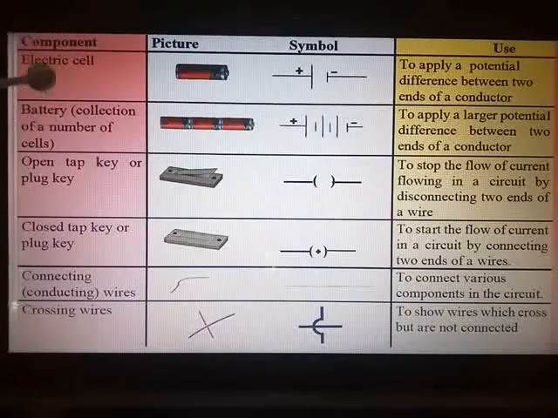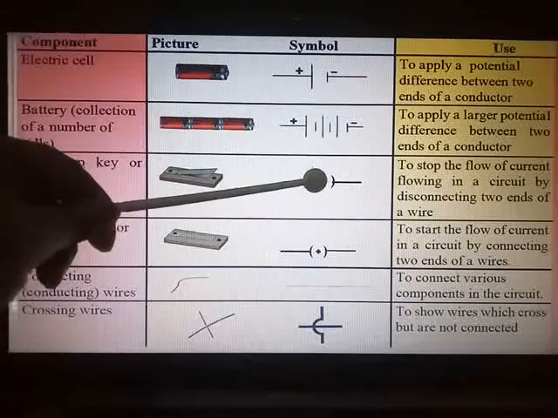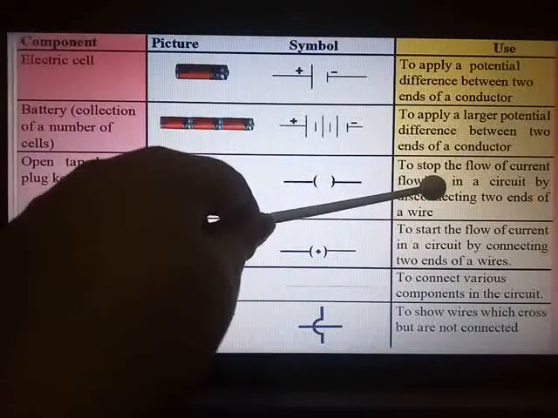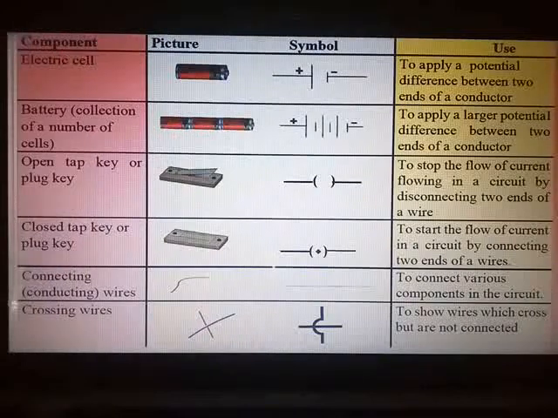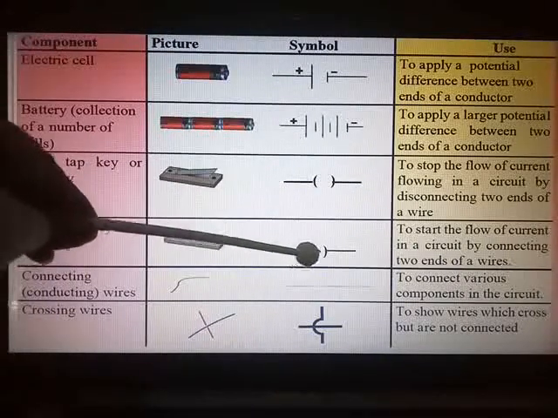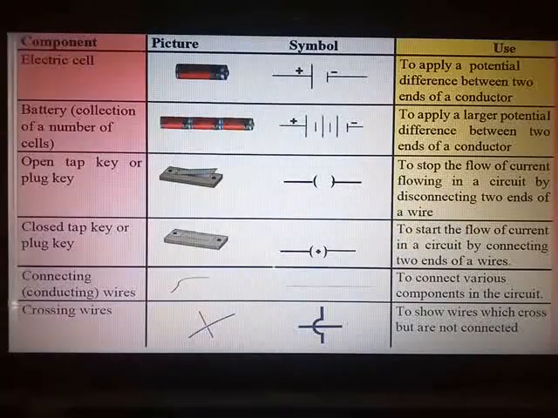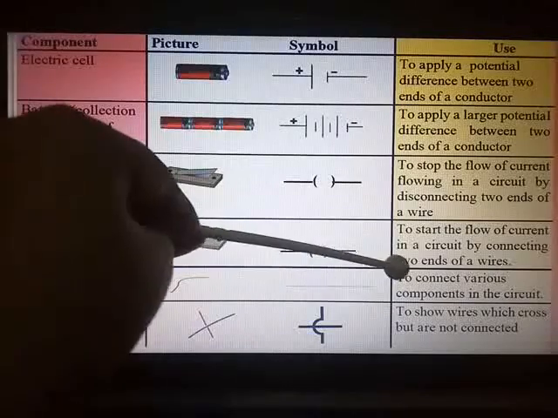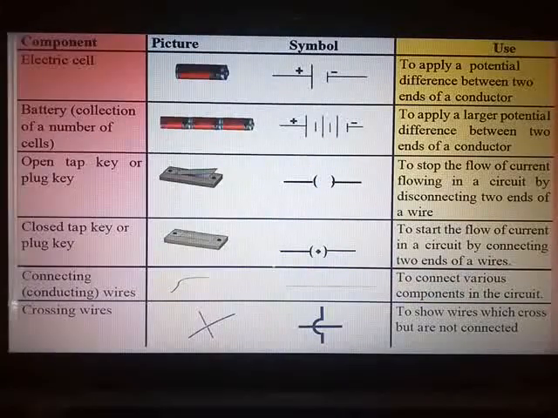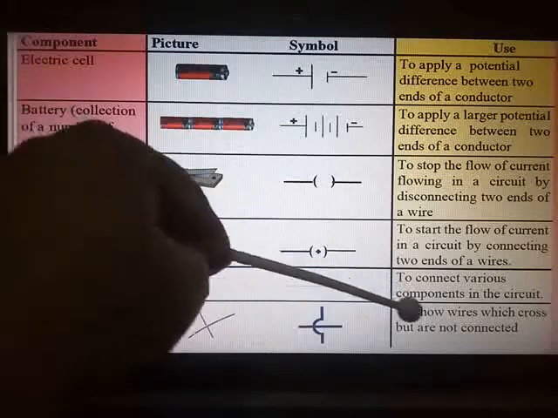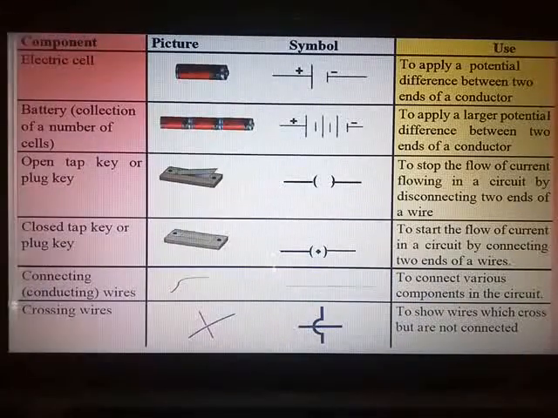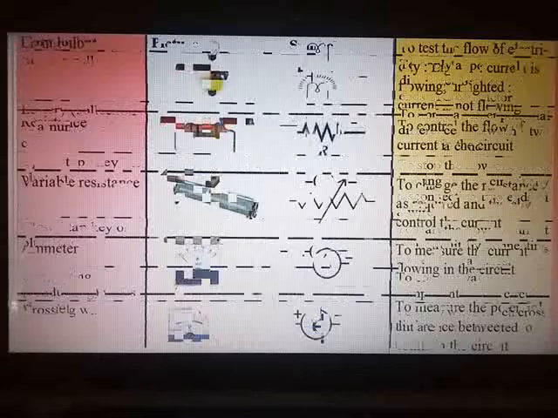When a large amount of potential difference is to be applied, then a number of cells have to be connected, which is known as a battery. Open tap key or the plug key, this is the symbol to stop the flow of current in a circuit by disconnecting the two ends of the wire. Closed tap key or the plug key, this is the symbol to start the flow of electric current in a circuit by connecting two ends of the wire. Conducting wire, this everyone knows, is used to connect the various components in the circuit. Crossing wires show wires which cross but are not connected with each other.